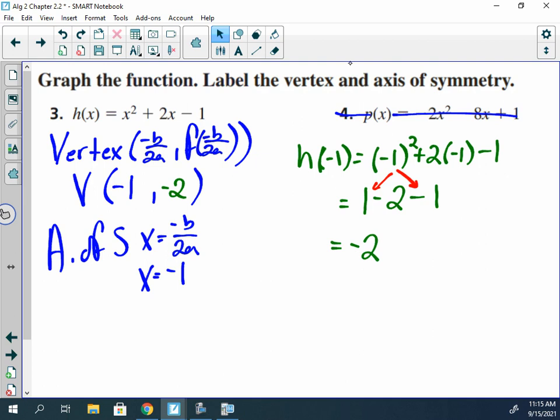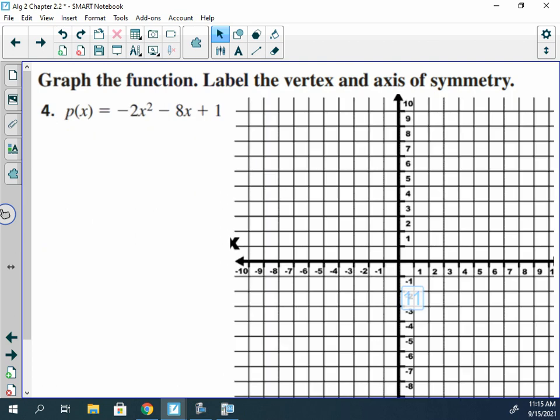Any questions on this here? We're ready to look at the next one. Let's look at this one here.